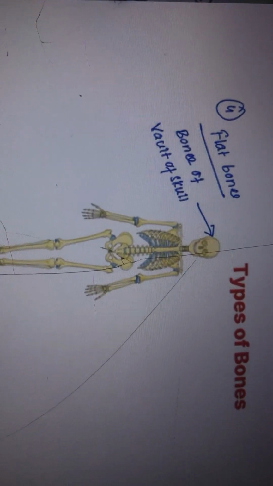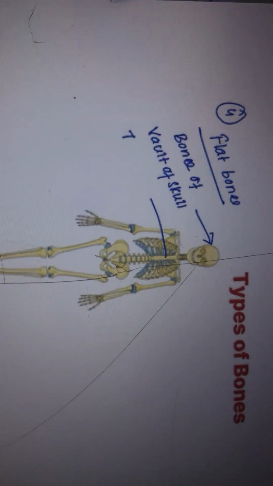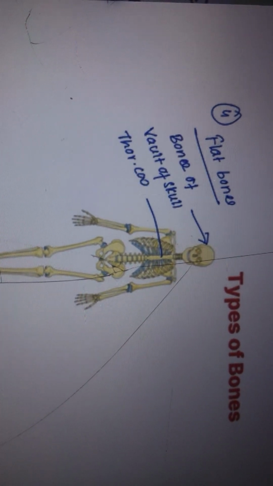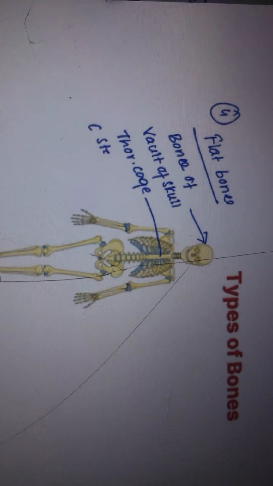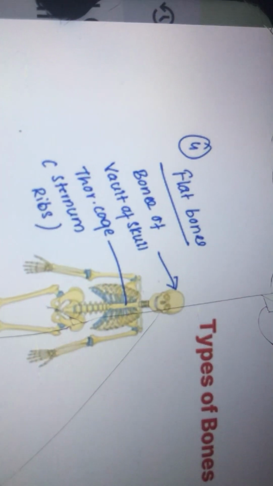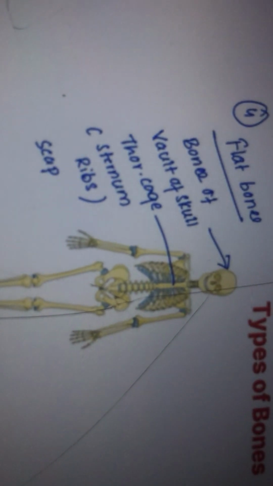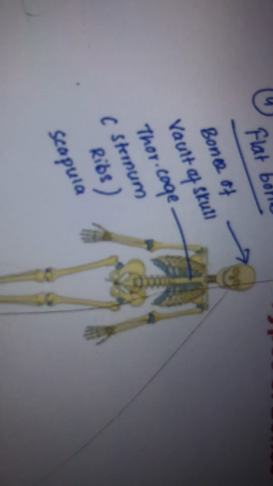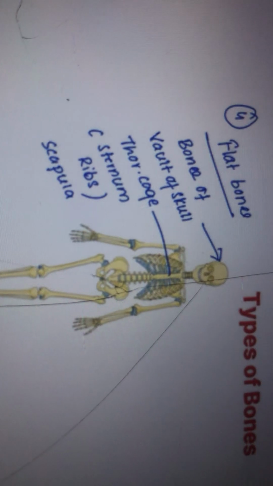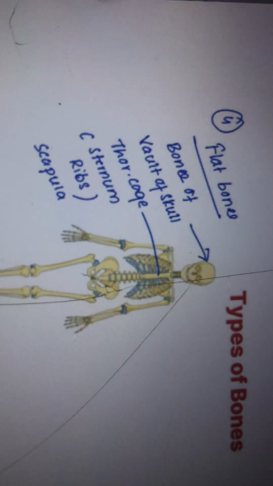What are the other bones? Remember the bones of the thoracic cage. What bones? Remember the sternum. Then we have the ribs and also we have the scapula. All these are examples for flat bones. Right? Fine. What about the next type?